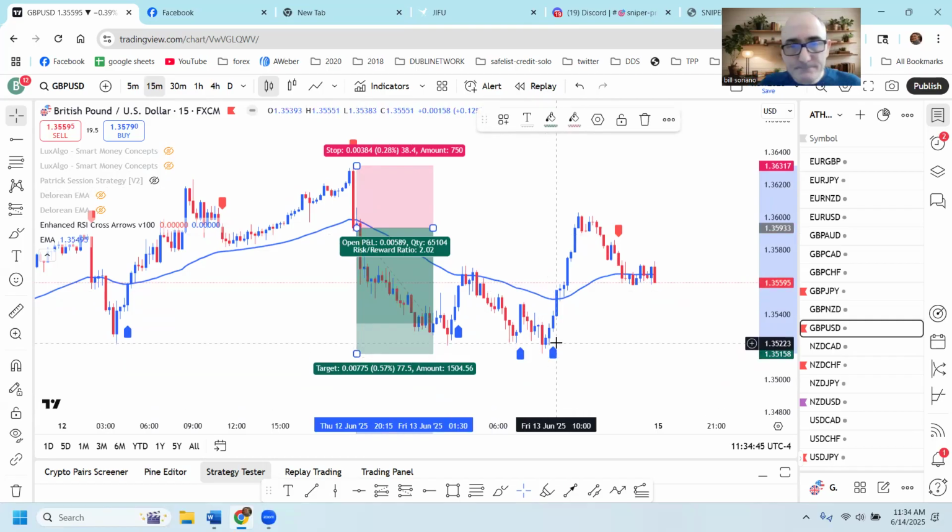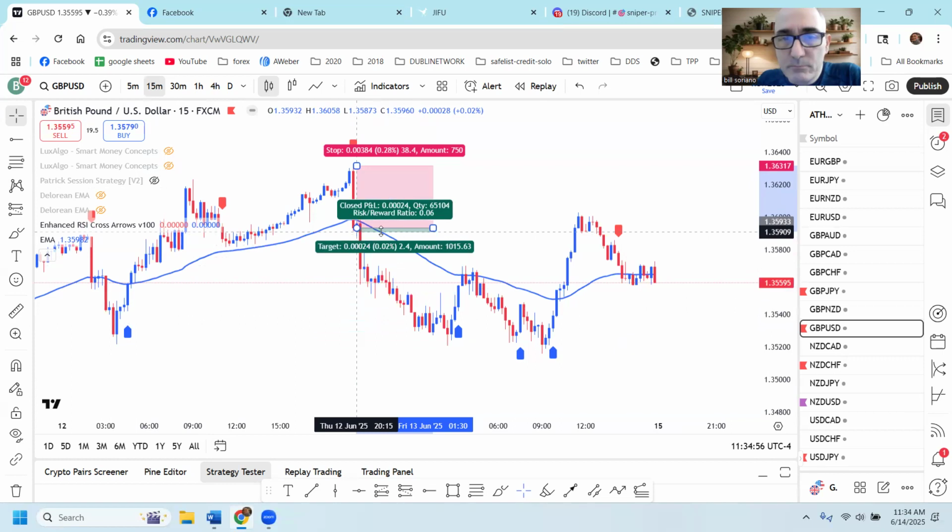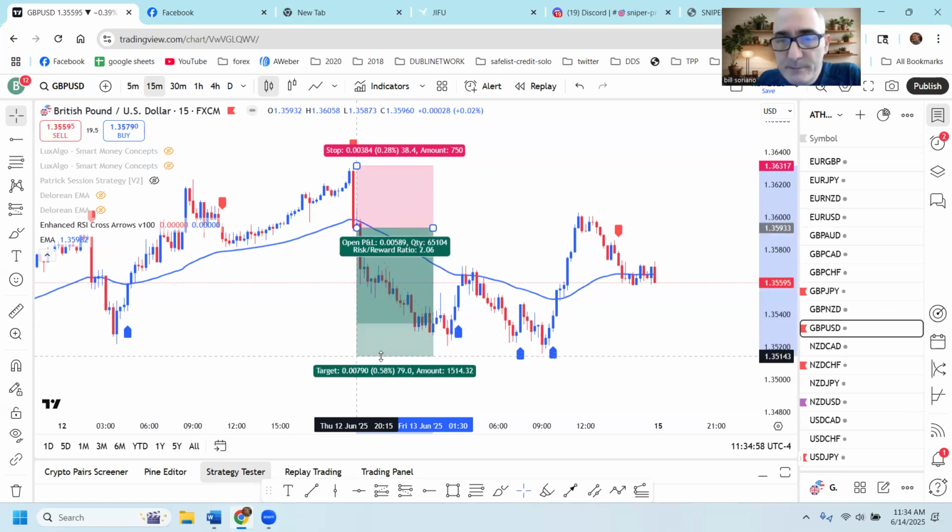So again, when you were up 1 to 1.5, which is right about here, then you can move your stop loss to break even. Well, price comes up, but it never gets to break even, right? And then it comes back down.